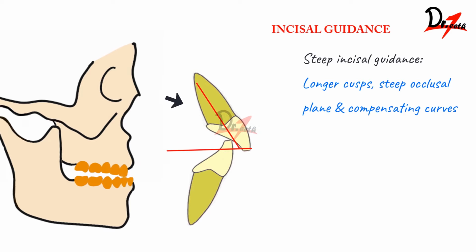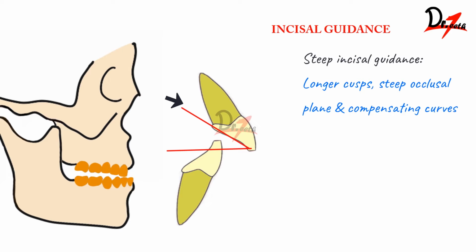Now when we have a steep vertical overlap in the anterior teeth, we can increase the horizontal overlap to compensate for this. Because of this, the incisal guide angle will reduce, as you can see here, right?